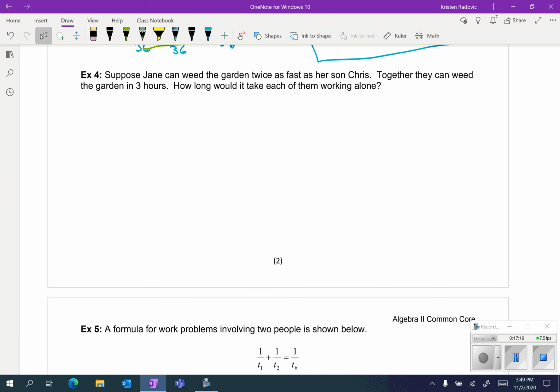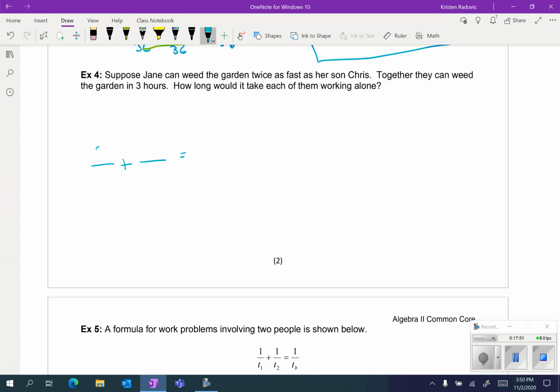Why don't you pause the video and try to set up number 4 because this one's going to take longer. Not so much if you realize the catch. So please be careful when reading these problems. First of all, we have 2 people. So you should have 2 fractions. We're talking about Jane can weed the garden twice as fast as her son Chris. And they give us the time together, which is going to be 3 hours.